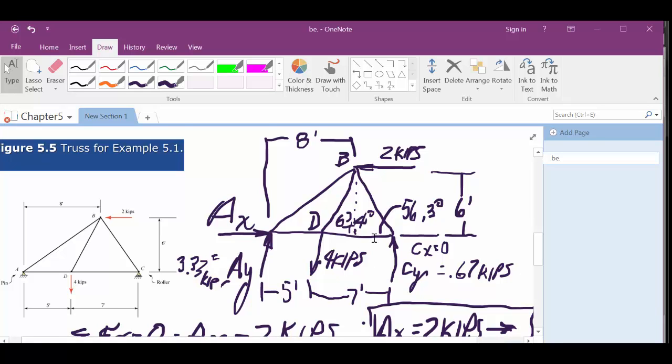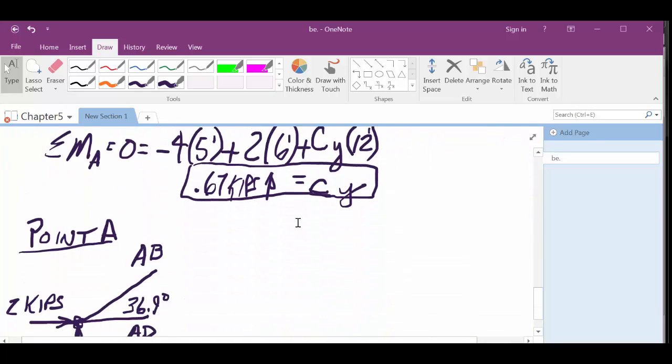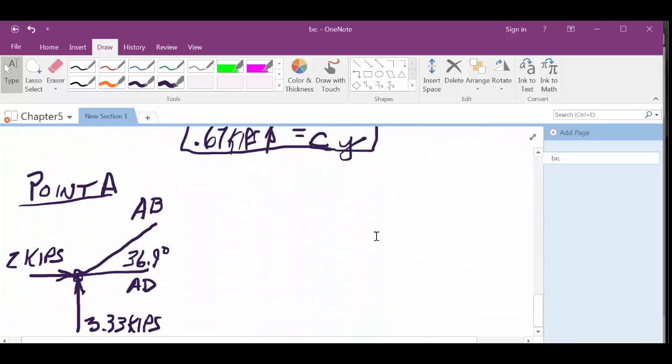Okay, so that's what we know. We know this angle right here, 36.9. Right now, that's all we know, isn't it? But what we could decide based on this, we could tell probably with pretty good accuracy what's going on as far as compression or tension here. We're smart enough to do that, right? Just say yes, even if you don't believe it. Okay?